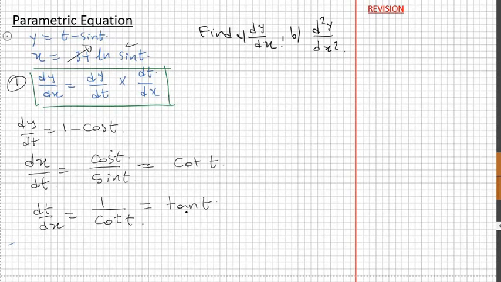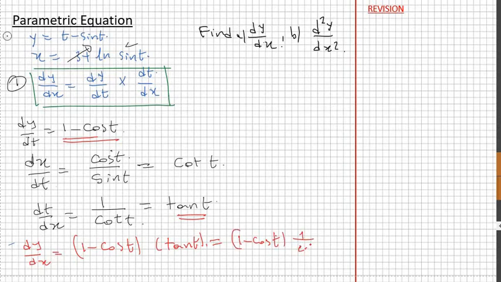So now we can multiply. We have the first expression, which represents dt over dx, and the first one is this one. Therefore we can say that dy over dx is equal to 1 minus cos t multiplied by tan t. That can also be written in terms of cot, so that is the same as 1 minus cos t multiplied by 1 over cot t.